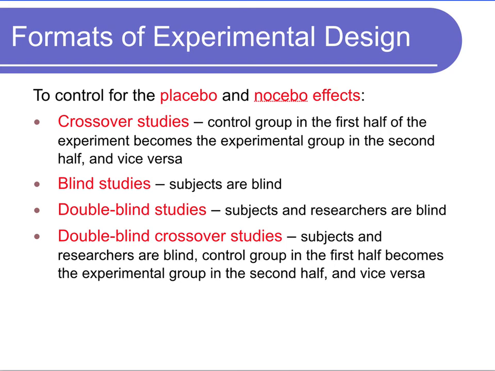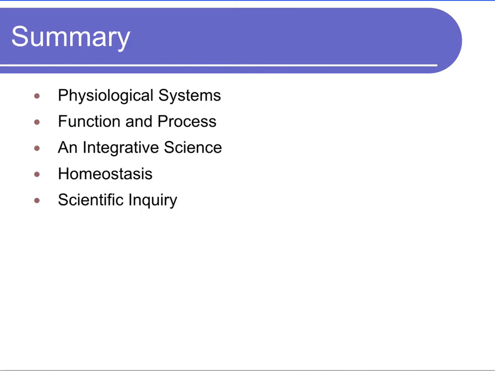And then the most complex study would be a double-blind crossover study, where groups A and B both don't know what group they're in, whether it's the drug or the placebo. And then once the experiment is done, we switch them and do the experiment again. So, most complex. So that's it for chapter 1.